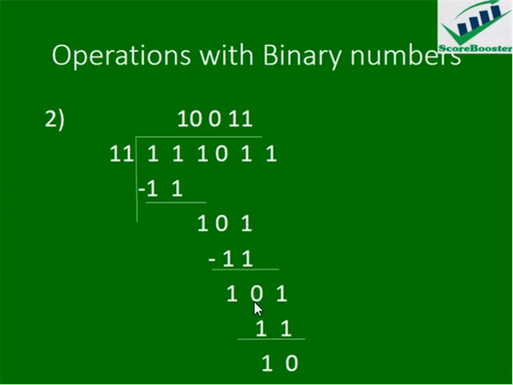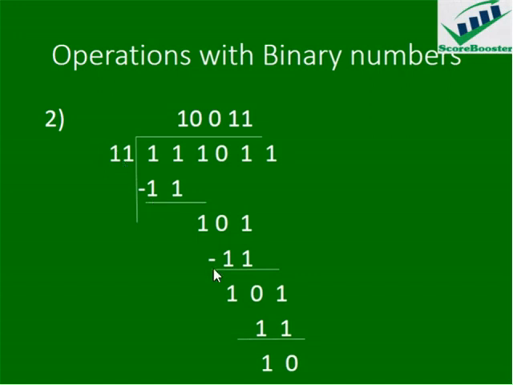1 minus 1 will give 0, and here you bring the rule. If you borrow from here, this will become 0, and when you bring it here, it becomes 2. 2 minus 1 will give 1. So here we have 1 0. So now we bring down the next number, 1.